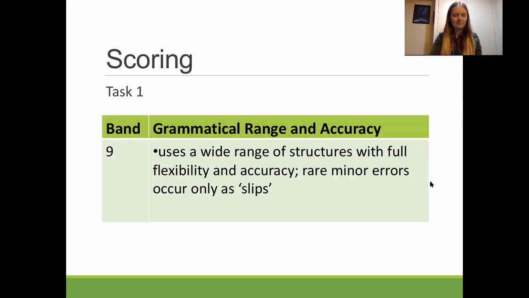Okay, so now we're going to talk about grammatical range and accuracy. So when we are looking at this criteria, if you want to have a perfect score, then the band 9 score says uses a wide range of structures with full flexibility and accuracy. Rare minor errors occur only as slips. So you're using a complete wide range of structures and you're doing it perfectly.